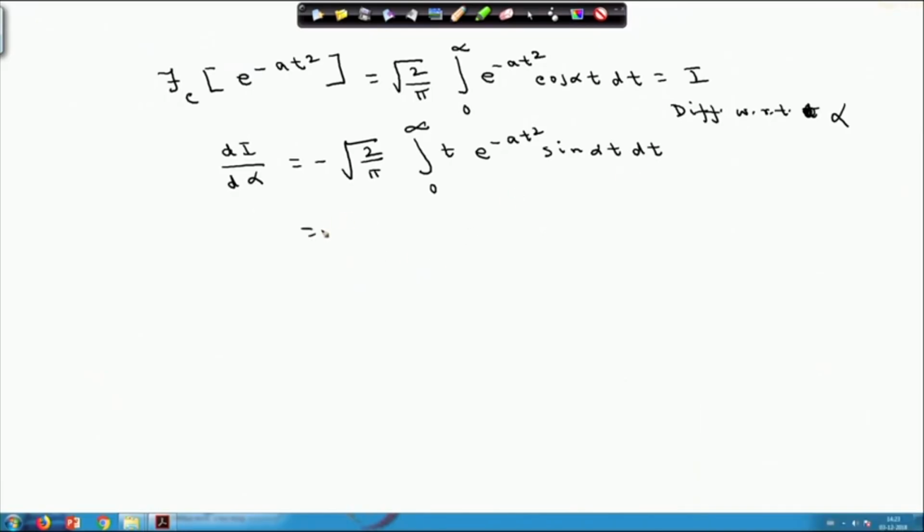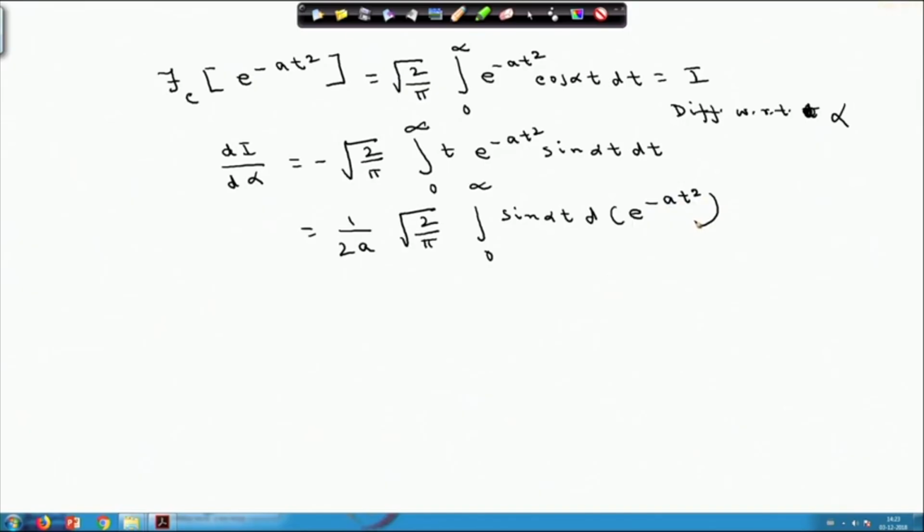And this equals, if you simplify it, I can write down this thing: 1 by twice a into root over 2 by pi, integral 0 to infinity sin of alpha t into d of e power minus a t square. Can I write down this? That is 1 by 2a coming, because this is 1 by 2a t.